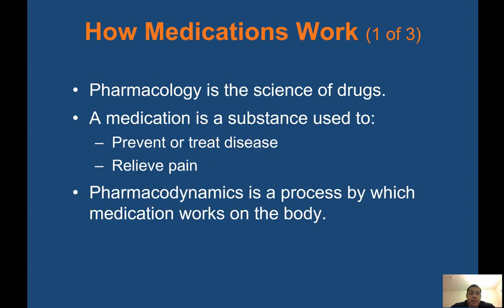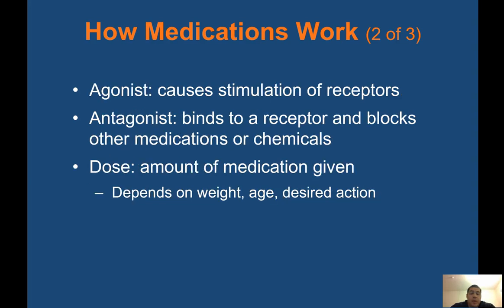Okay, so how medications work. Pharmacology is a science of drugs. A medication is a substance used to prevent or treat disease, relieve pain. Pharmacodynamics is a process by which medications work on the body. Okay. Agonist causes stimulation in receptors. Antagonist binds to a receptor and blocks other medications or chemicals. Dose, amount of medication given, depends on weight, age, desired action.